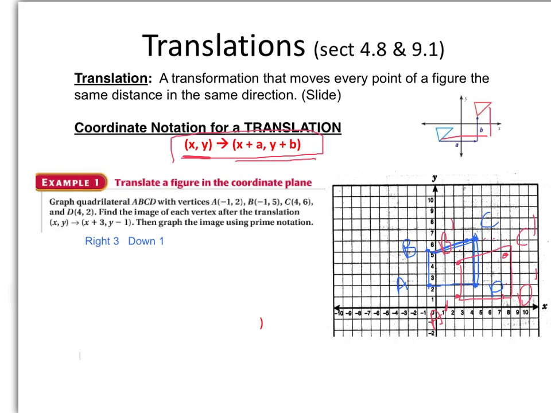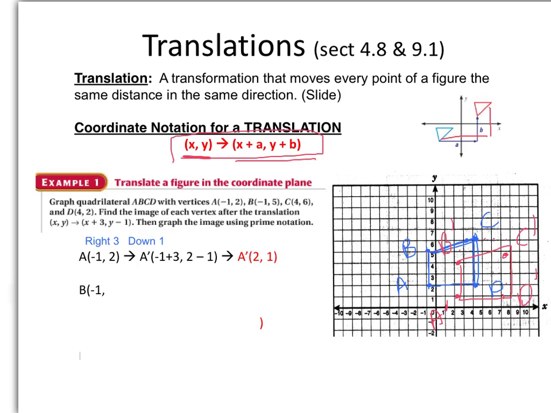Now to do it without graphing it, I would take A's point, negative 1, 2, and I would add to it 3 to the x value and negative 1 to the y value. So negative 3 and 1 makes 2, and 2 minus 1 makes 1. So A prime is at 2, negative 1. If I go look at my graph, right 2, negative 1, that is the correct answer.